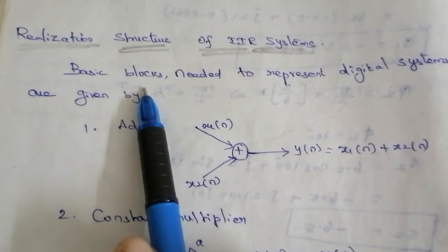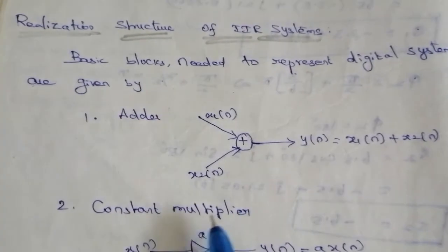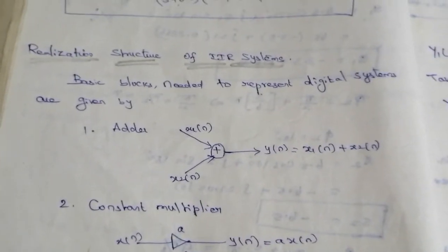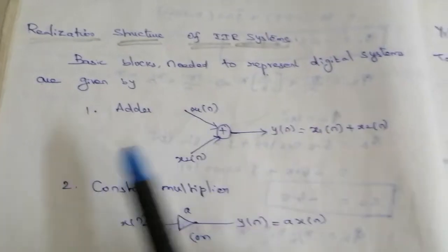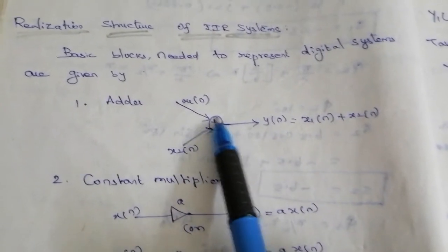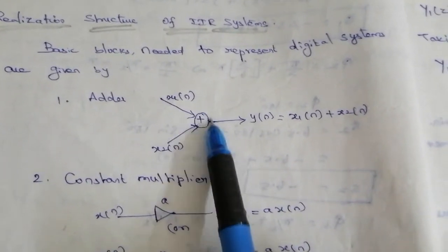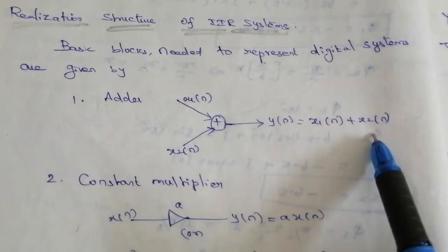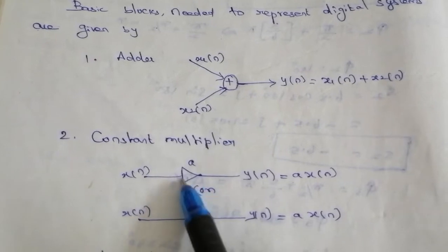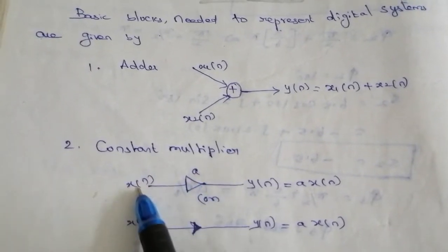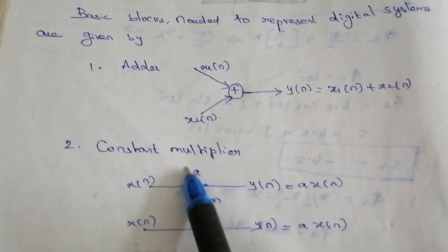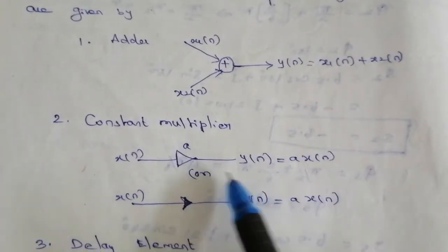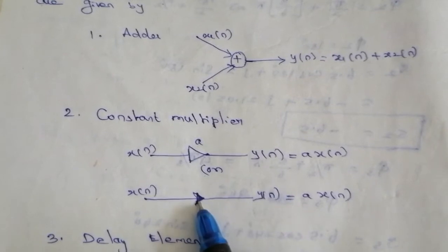The basic blocks are nothing but adder, multiplier and delay elements. These are the basic elements used to represent digital systems. The adder is denoted by this symbol. For the add operation we have two inputs, so y of n equal to x1 of n plus x2 of n. The multiplier symbol is this one. x of n is multiplied with this element a, and we get output y of n equal to a into x of n, represented by this arrow mark.